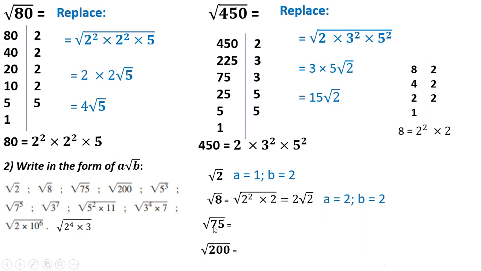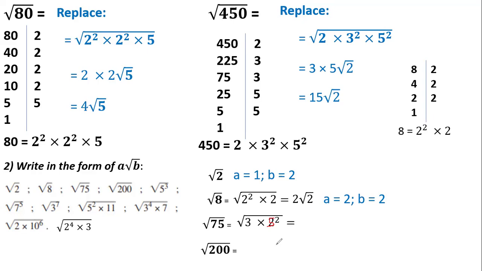Now I have radical 75. I also do the prime factorization of 75, which is radical 3 times... This is not 2 squared, of course. Let me correct it. This is a typing mistake. So this should be 3 times 5 squared. If you do the prime factorization, this should be 5.